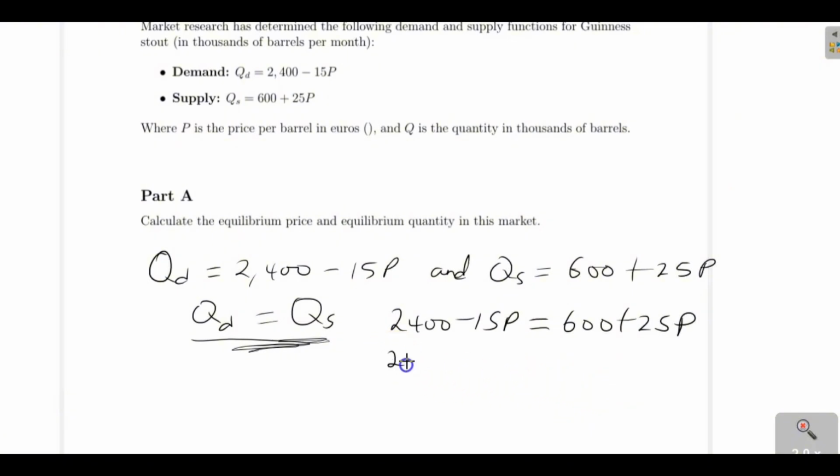Alright, so I'm going to have 2,400. I will move this 600 to the other side. Since it is positive, it becomes negative 600, and that is equal to 25p. Now I'm going to move this minus 15p to the other side. It is going to cross the equal to sign and becomes plus 15p. And what is 2,400 minus 600? That will give us 1,800, which is equal to, now what is 25 plus 15? And that is 40p.